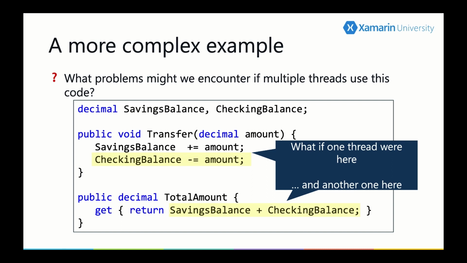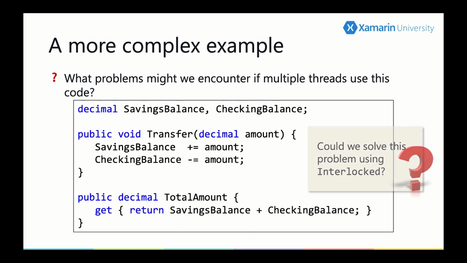However, what if we have got multiple threads here? With multiple threads, we can end up in a race condition. Our total amount could be incorrect. What if in the middle of our transfer method, a thread switch occurs? So you see, we have got to fix this.